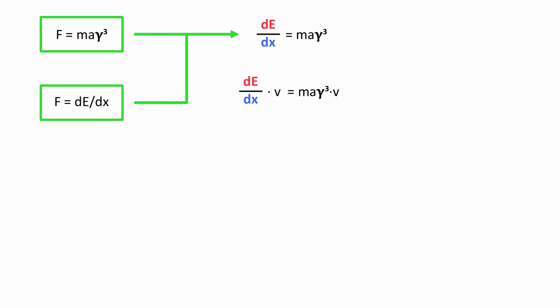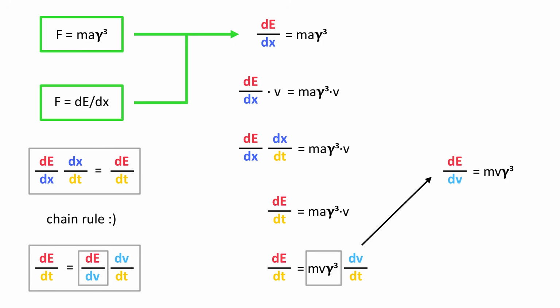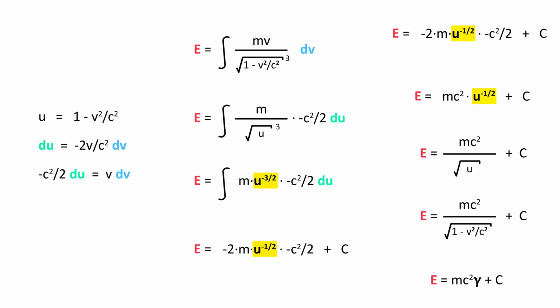On the left, it becomes dx/dt, position over time, chain-ruling with dE/dx to become dE/dt. And now, just like momentum, we'll replace a with dv/dt and chain rule to get an integral we can solve. The only difference is the extra v in there, but this actually makes the integral easier, only requiring a bit of u-sub, and we get E equals mc squared times gamma plus C.